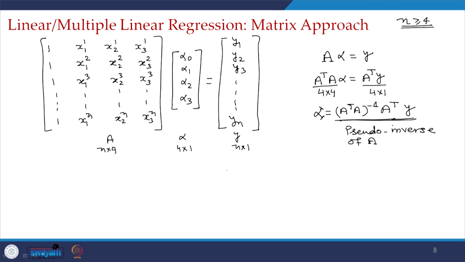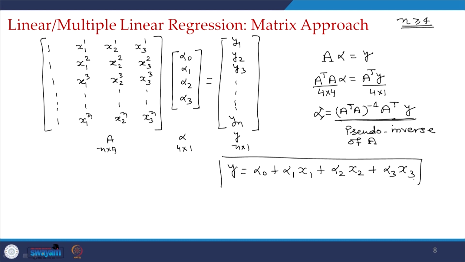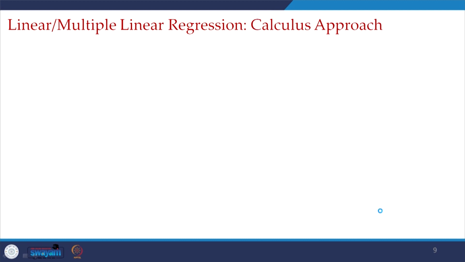Once you are having alpha, you are having your line alpha 0 plus alpha 1 x 1 plus alpha 2 x 2 plus alpha 3 x 3. It means you are having this linear relationship between x 1, x 2, x 3 and the dependent variable y. I can have a calculus approach also in the same way, which will give you the same result.